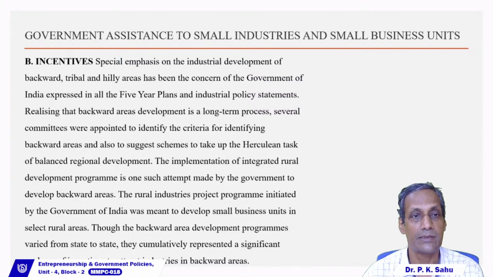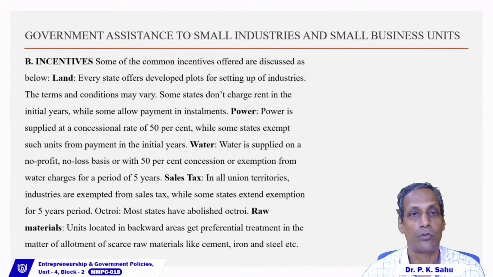several committees were appointed to identify the criteria for identifying backward areas and also to suggest schemes to take up the Herculean task of balanced regional development. The implementation of the integrated rural development program is one such attempt made by the government to develop backward areas. Now, what are the common incentives offered by the government to the small industries and small business units?